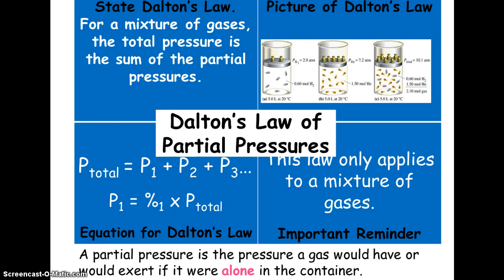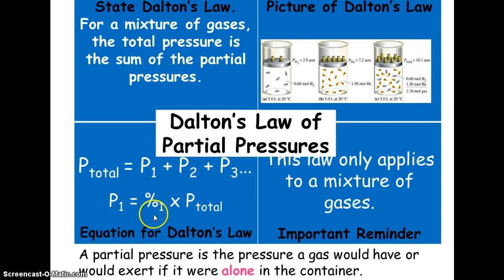So Dalton's law says when there's a mixture of gases, the total pressure is the sum of the partial pressures, which sounds a bit confusing, so let's break that down. The partial pressure is how much pressure a gas exerts if it's by itself. So when we talk about the partial pressure, we're looking at the pressure of just hydrogen, or just helium. And what this says is the total pressure is the sum of all of the partial pressures added up. So total pressure, P total, is equal to pressure 1 plus pressure 2 plus pressure 3.